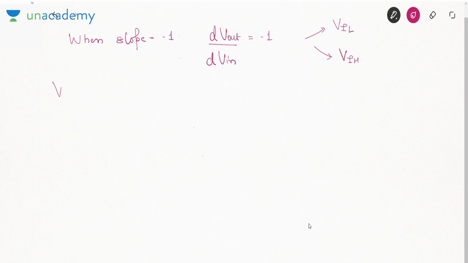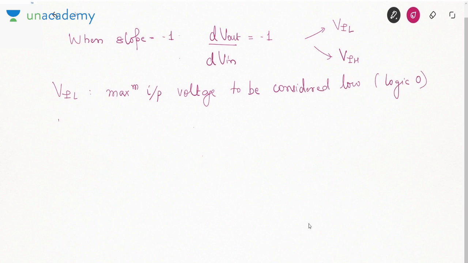That means VIL is the maximum input voltage to be considered low. Low in digital electronics means logic 0. VIH is the minimum input voltage to be considered high, that is logic 1.